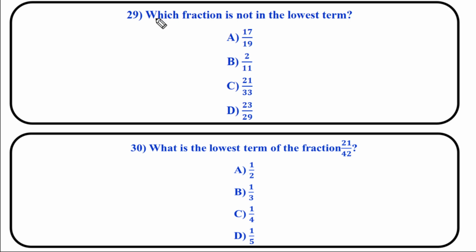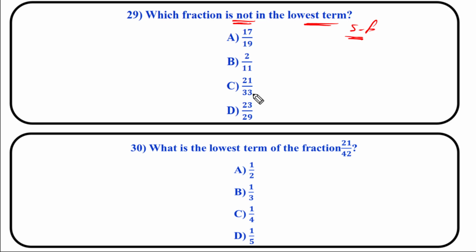Number 29. Which fraction is not in the simplest form or lowest term? Lowest term means what? Don't forget, guys, simplest form. Now here it says which is not in the lowest term. So all these fractions are in the simplest form except one. Which one is it? Ask yourself. Number A, 17 over 19. No common factors, so this number is in the simplest form. 2 over 11, no common factors. Now 2 over 11 is in the lowest term.